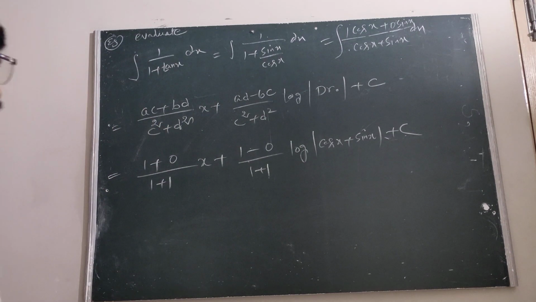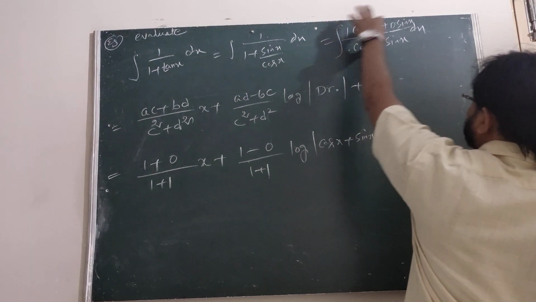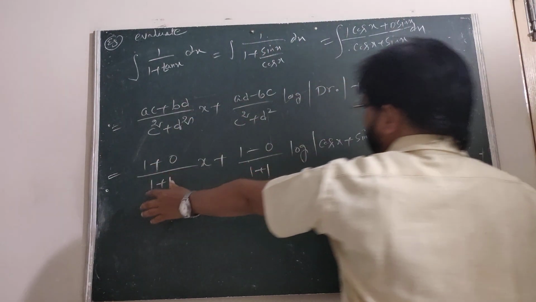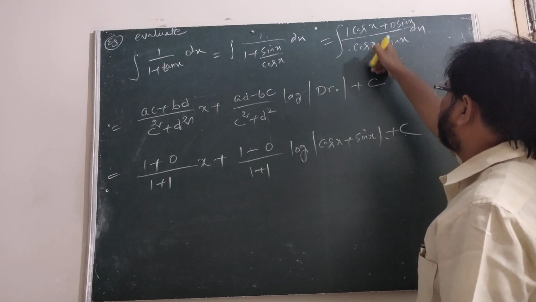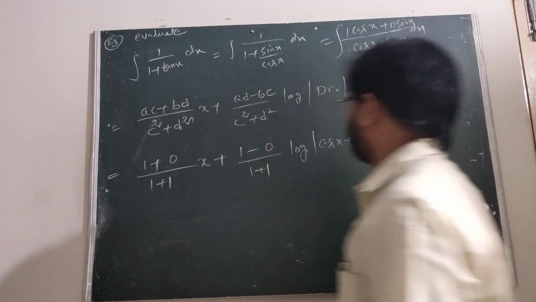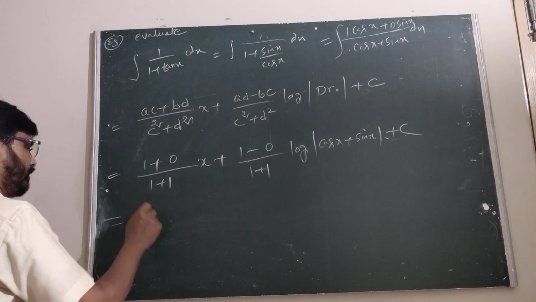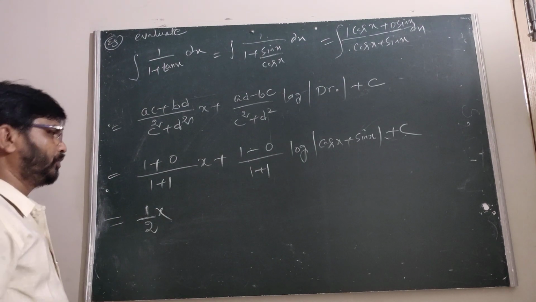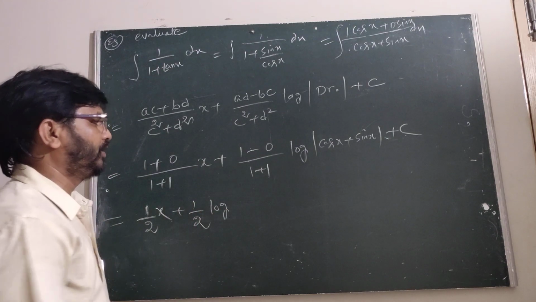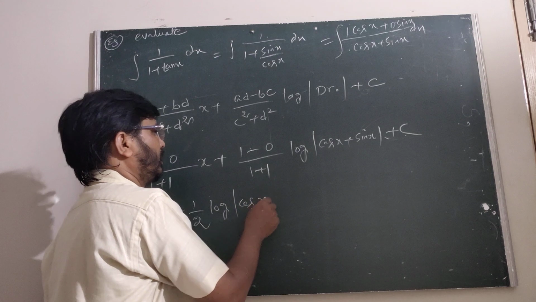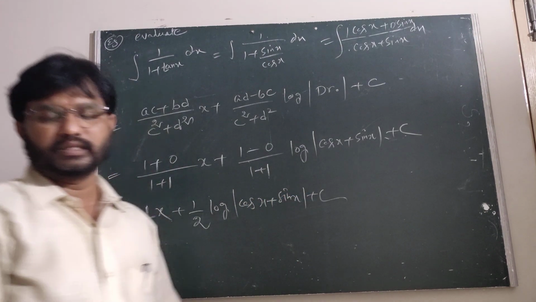Okay, therefore we can write, first AC plus BD over C square plus D square, after that AD minus BC, that will be right. Now we can write here 1 by 2 into x, similarly 1 by 2 into log mod of the denominator, which is cos of x plus sin of x, plus C. This is the answer.